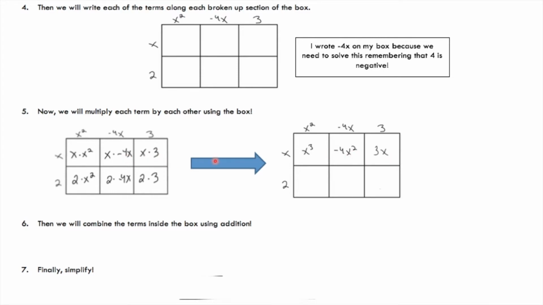X times 3 gets me 3x. 2 times x squared gets me 2x squared. 2 times negative 4x gets me negative 8x. And 2 times 3 gets me 6.